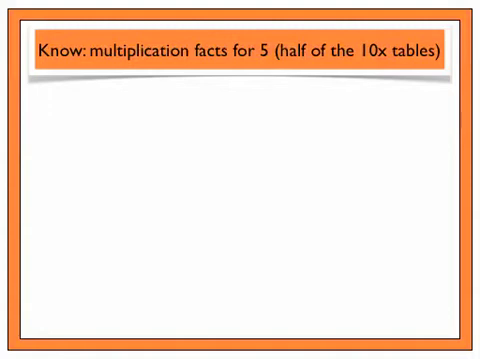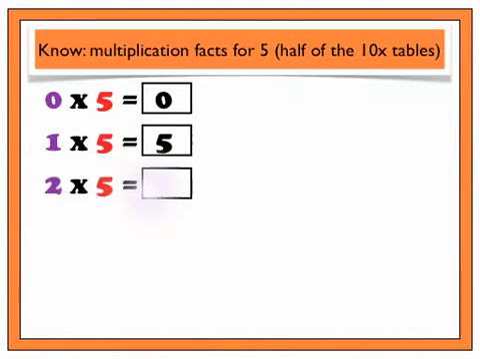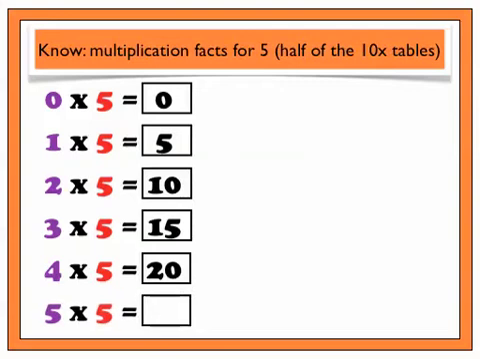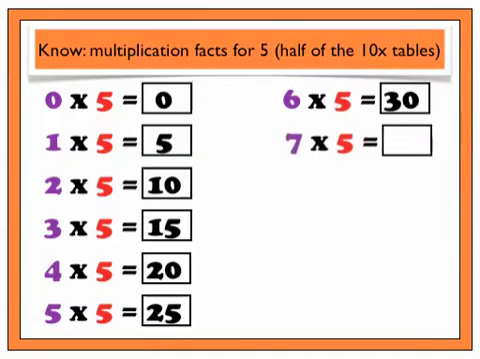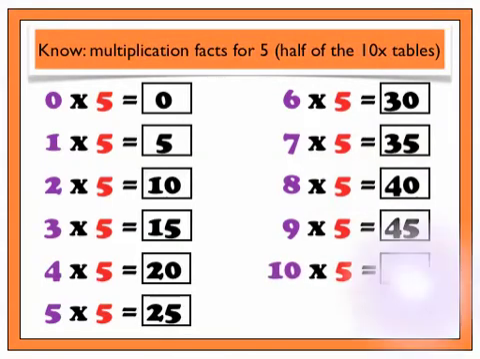Now let's learn our multiplication facts for 5. 0 times 5 is 0. 1 times 5 is 5. 2 times 5 is 10. 3 times 5 is 15. 4 times 5 is 20. 5 times 5 is 25. 6 times 5 is 30. 7 times 5 is 35. 8 times 5 is 40. 9 times 5 is 45, and 10 times 5 is 50. Have you been remembering to join in?